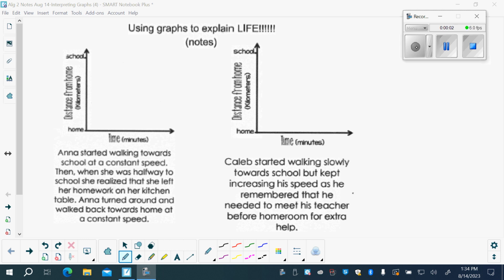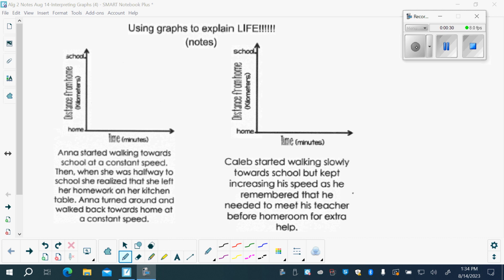We're going to write a graph for this scenario here. Okay, so it says Anna started walking towards school at a constant speed. Then when she was only halfway to school, she realized that she left her homework on her kitchen table. Anna turned around and walked back towards home at a constant speed.